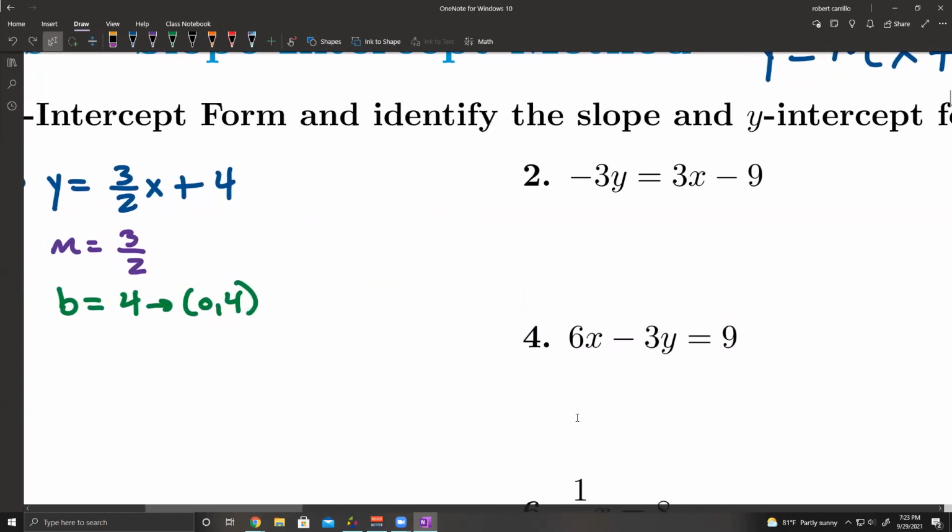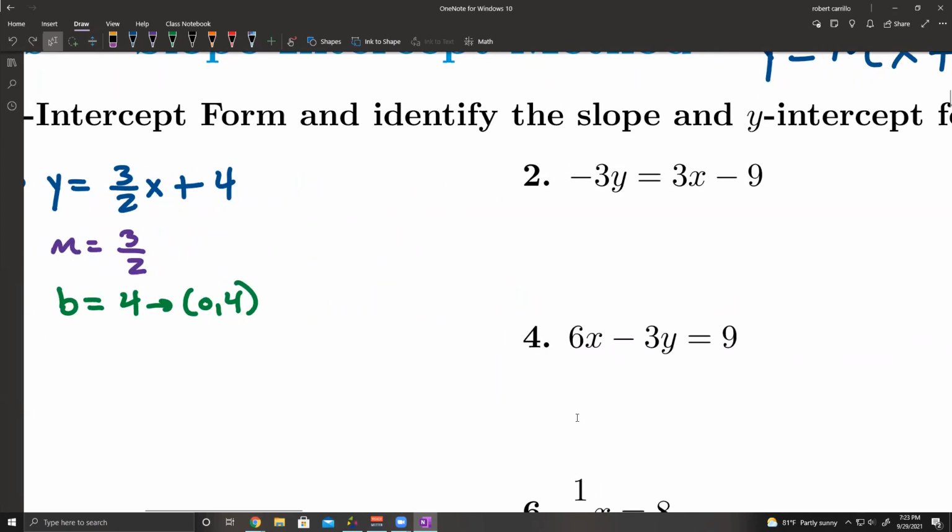Next one. Number 2. Negative 3y equal to 3x minus 9. We want to solve for y. So what are we going to divide by? 3, but also negative 3, because we don't want negative y, we want positive y. So you divide by negative 3, you divide by negative 3.